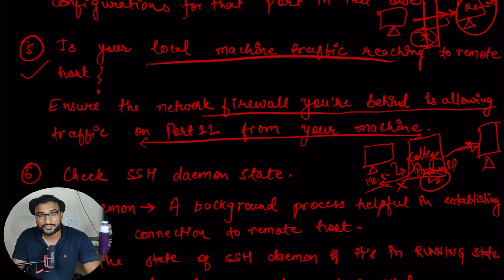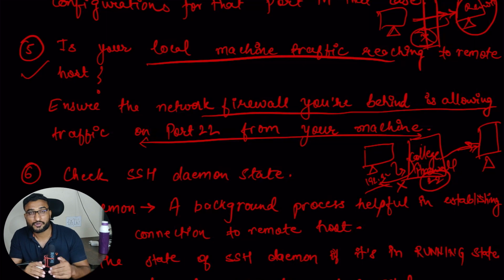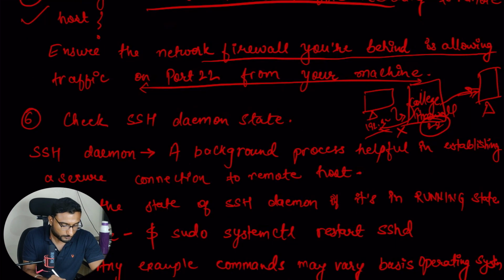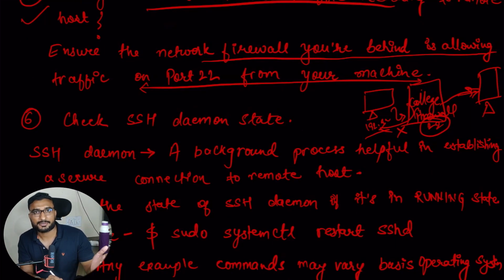So you have to make sure that the firewall which is between your local machine and the remote host is allowing the traffic from your local machine on port 22, so that you can hit the request to the remote host. In any of these troubleshooting steps, if you have figured out that this is the issue, then you have to fix that. If that's not the issue, then let's move to the sixth point.